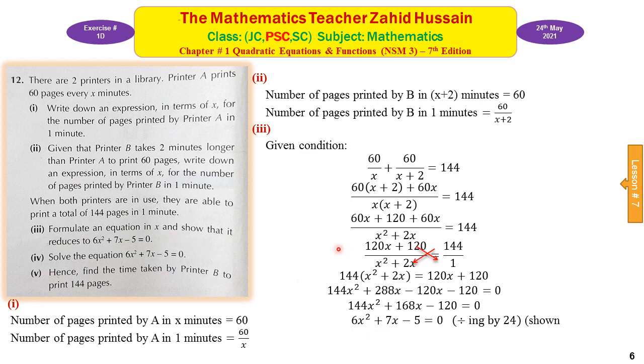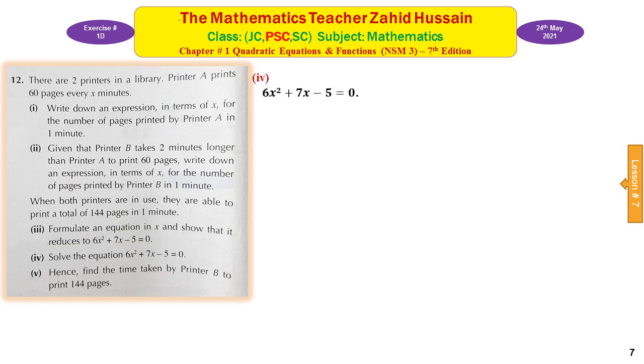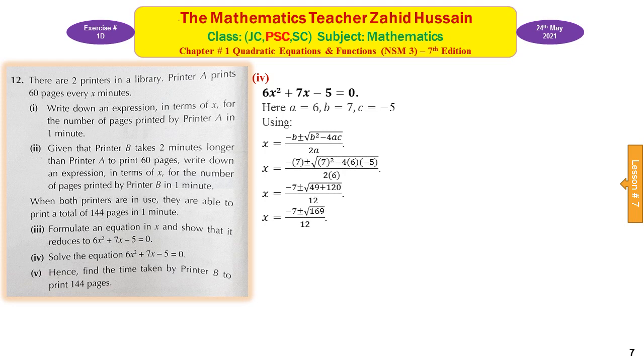This third part of this. In fourth part, you are asked to solve this equation. So we will solve this equation by using the formula. This is the equation in third part, and in fourth part you are asked to solve this equation. So we will solve this by using quadratic formula. A is equal to 6, B is equal to 7, C is equal to minus 5. Using this formula, putting the values in this formula, simplifying, we get two values. X is equal to 1 over 2 or x is equal to minus 5 by 3.